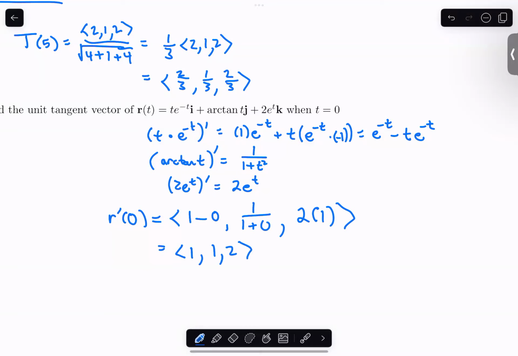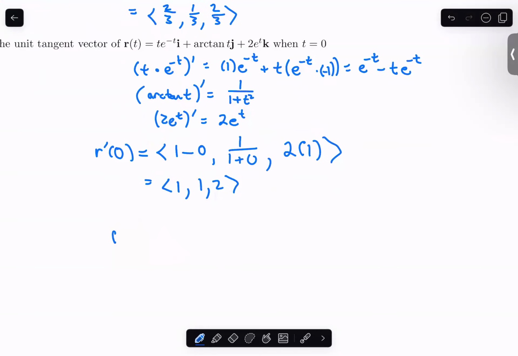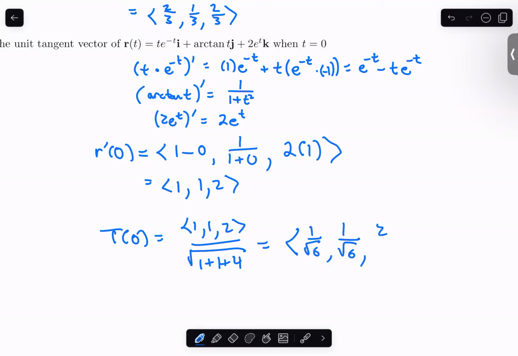Now at this point, this is exactly the same as our previous problem, right? Our ultimate goal is to find the unit tangent vector at 0. I now know that this derivative vector is 1, 1, 2, and in order to make it unit, I need to divide by its magnitude. So maybe 1 divided by root 6, 1 divided by root 6, 2 divided by root 6.